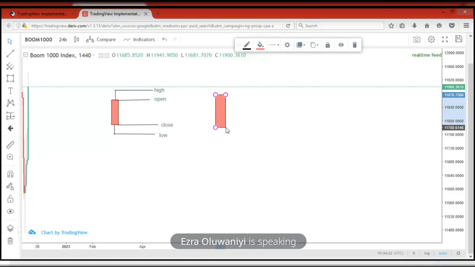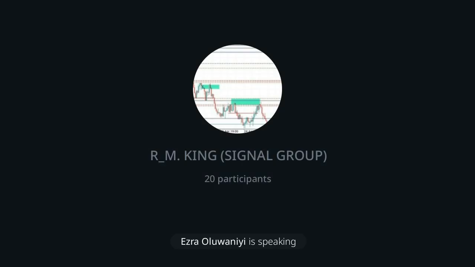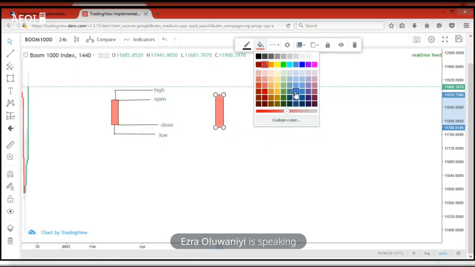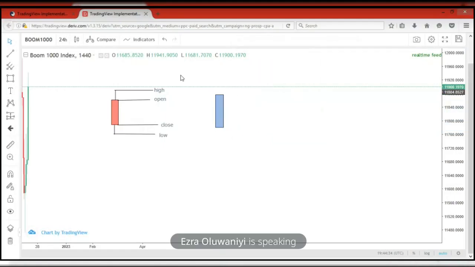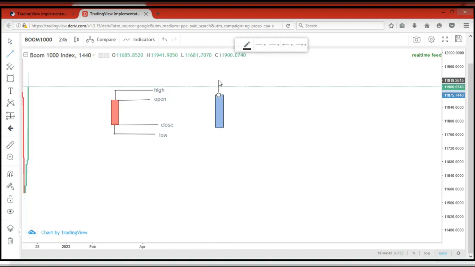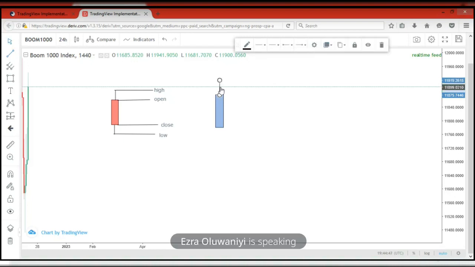Let's go to a bullish candle. The same representation, but a lot of things have changed on a bullish candle. So let me use, okay. So that's a bullish candle. I know it's green that you're expecting me to use, so just accept this blue like that. All right, so that's a bullish candle.